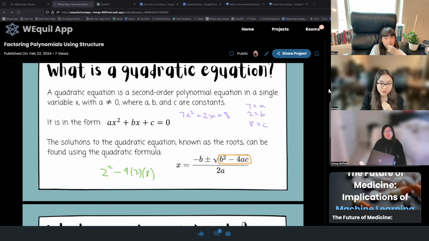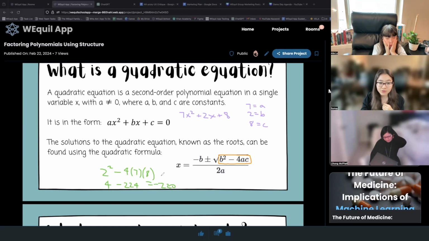And then if we solve this, 7 times 8 is 56, times 4 would be 224. So we have minus 224, I believe that's correct. And then 2 squared, which is 4. And then we have 4 minus 224, which would equal negative 220.